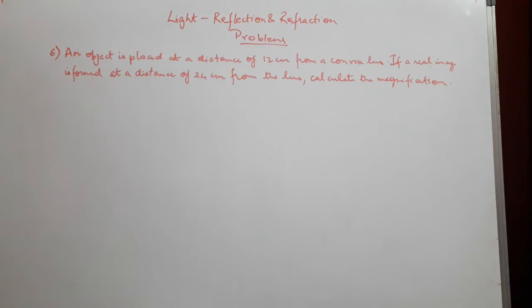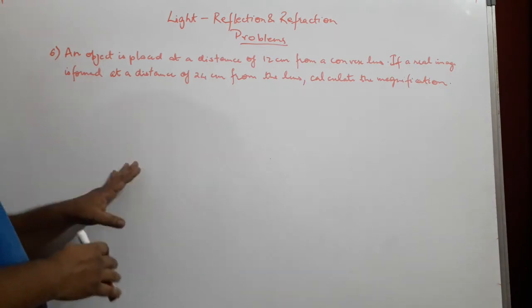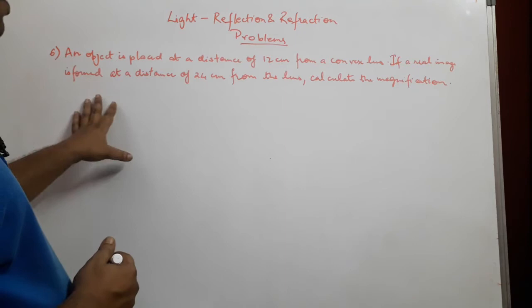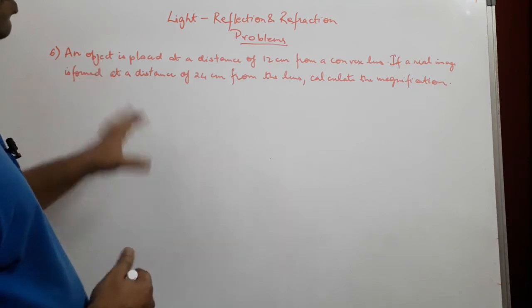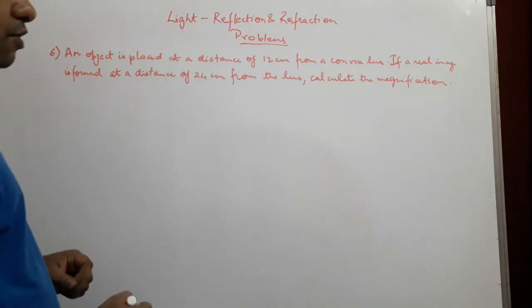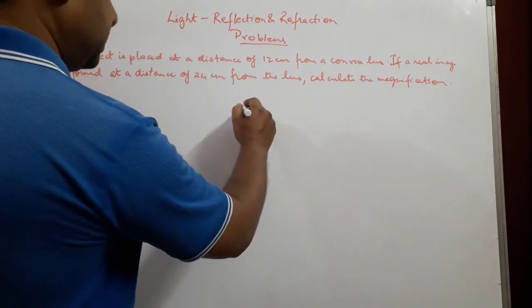Our next problem is: an object is placed at a distance of 12 centimeters from a convex lens. If a real image is formed at a distance of 24 centimeters from the lens, calculate the magnification. Once again, the positive and negative signs will come into play over here. What we need to see is, what are we talking about? We are talking about a convex lens. So how is a convex lens? The convex lens is this way.